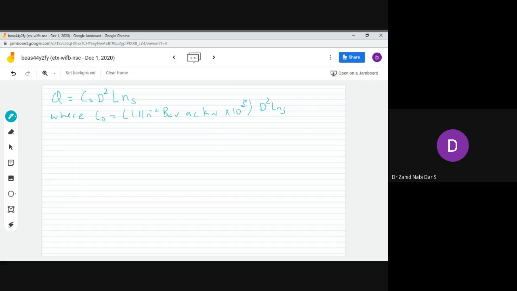Now if you do 1.11 pi square, it comes to nearly around 11, it would be 10.9 or 10 something, so we'll take this 1.11 pi square approximately as 11 BAV AC kW into 10 power minus 3 d square L ns. So this is the value for this particular equation.